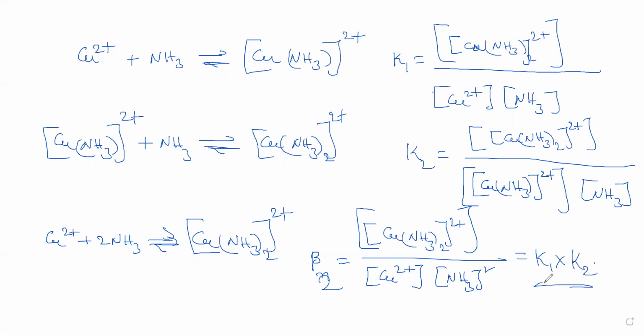You can check this. If you take the product, this one and this one will get cancelled out. This NH3 into NH3 is NH3 square, and Cu2+ will sustain as it is. When you take the product K1 and K2, Cu(NH3)2+ and Cu(NH3)2+, these two terms will get cancelled. In the fractions they get cancelled because they are concentrations. Okay? This is sufficient.